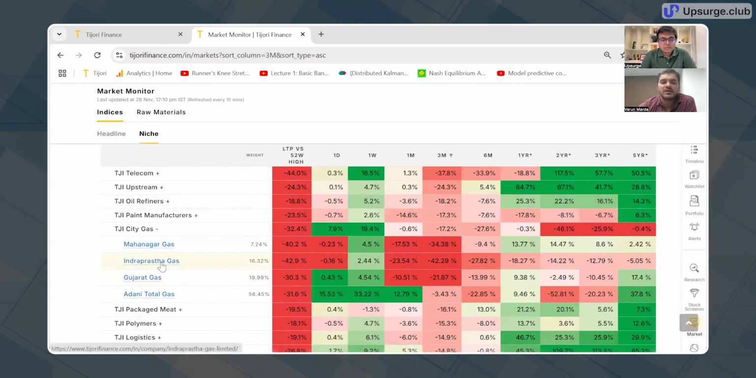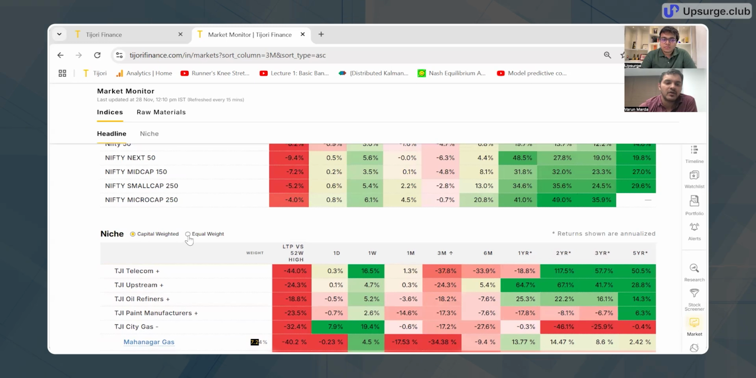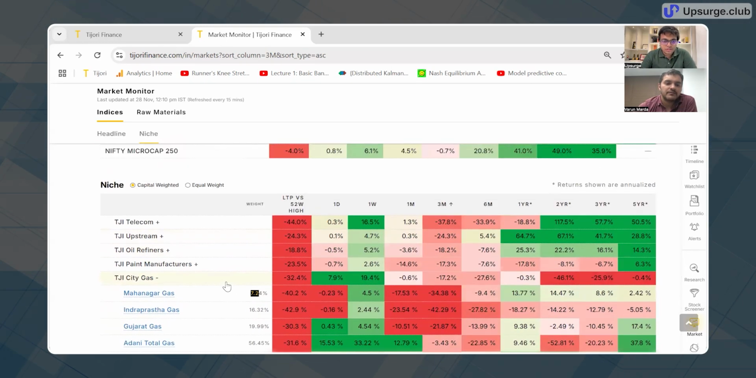What are these numbers? Sorry? What are these numbers? 7.24%, 16.32%. So this is the weight of the company in the index. Okay. So this is the capital weighted. We also have equal weighted if you want. All right. Makes sense. Okay. Thank you so much. Yes, we can continue.